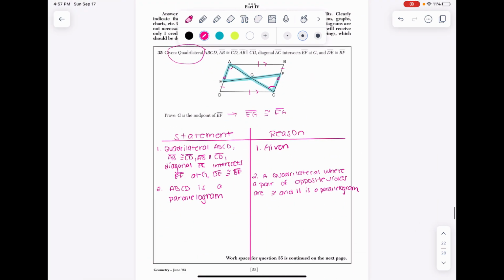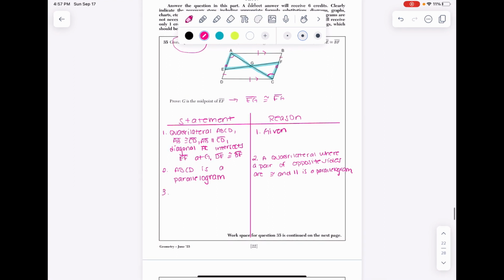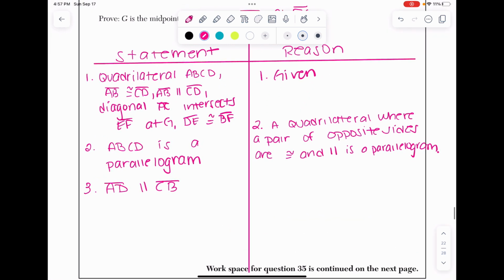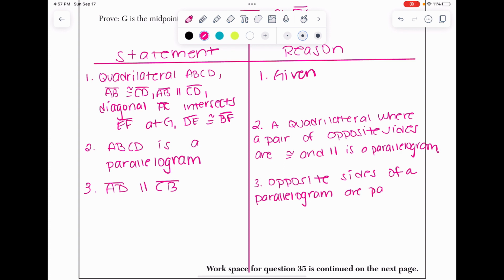All right, so I'm going to say here that for line 3, AD is parallel to CB. And my reason is opposite sides of a parallelogram are parallel. And now I'm going to basically show those angles are congruent to each other.